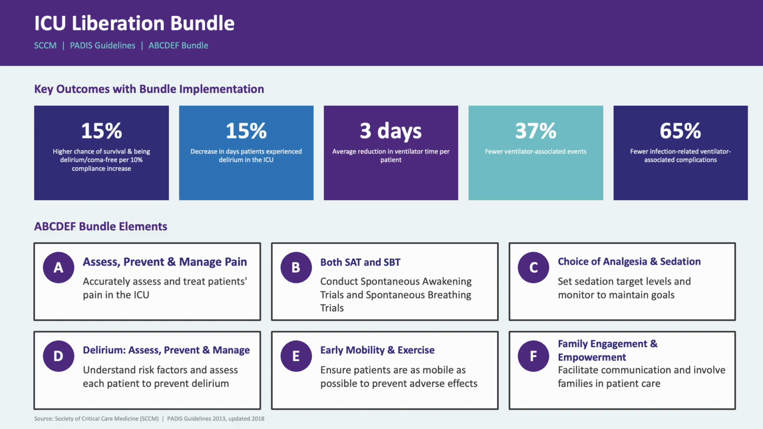D is delirium, assessing risk factors and actively preventing it. E is early mobility and exercise, getting patients moving as safely and soon as possible. And F is family engagement and empowerment, involving families in the care process.